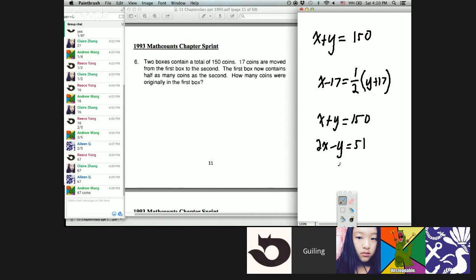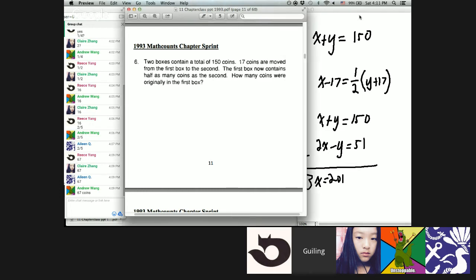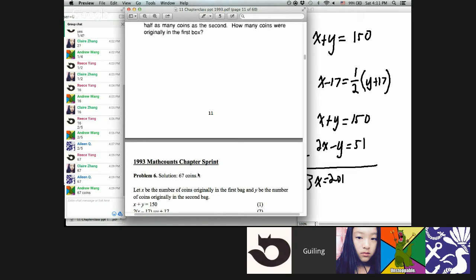And then that with x plus y equals 150. So I'm just solving the system of equations, and I can solve for x easiest by simply adding them together. So we get 3x equals 201. And then you solve x equals 67 coins. So again, system of equations: write out your variables, write out your equations, and then solve the equations.